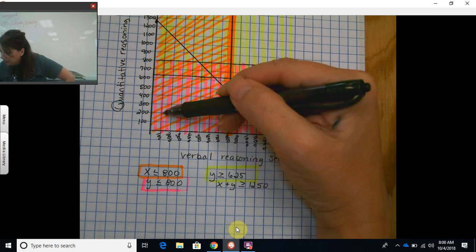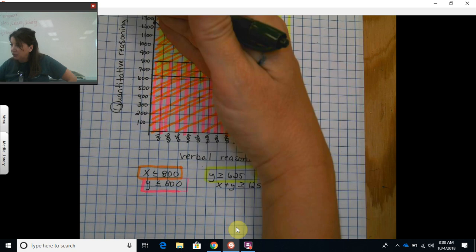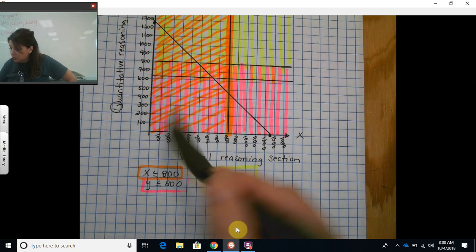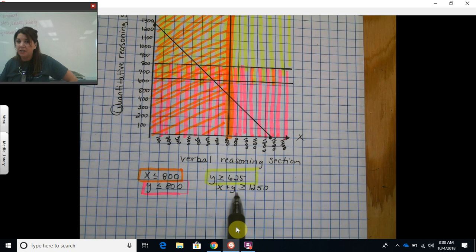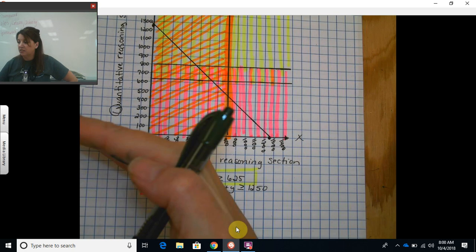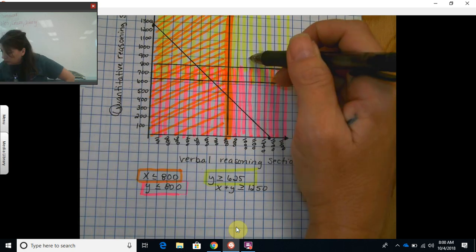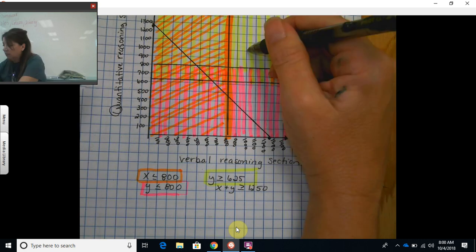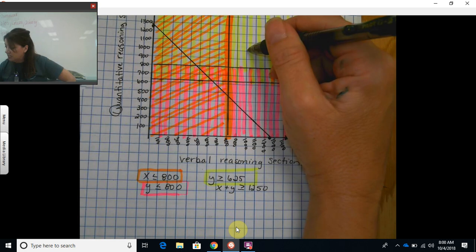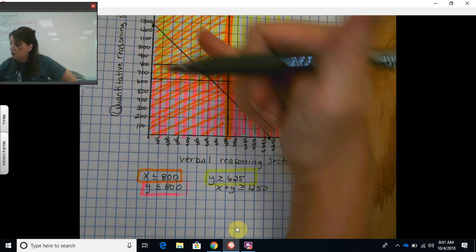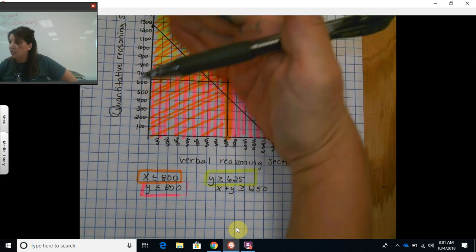If I picked 100, 100, that's an ordered pair below that line, isn't it? If I substitute in x is 100, y is 100, is it going to make this statement true? No. So any ordered pair below that line is not going to make the statement true. Well, let me pick an easy ordered pair here. If I picked 1,000, 1,000, is that an ordered pair that's above this line? Yeah. Is 1,000 plus 1,000 greater than or equal to 1,250? Yeah. So it makes that statement true. So any ordered pair in the region above the line would make the statement true.